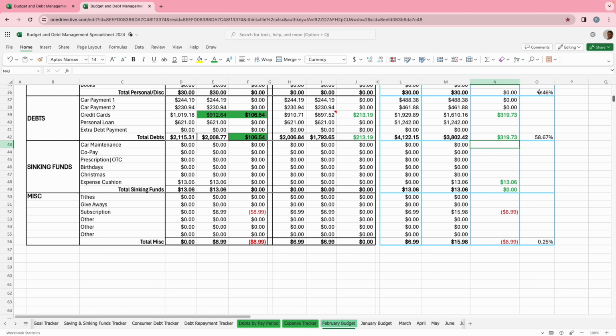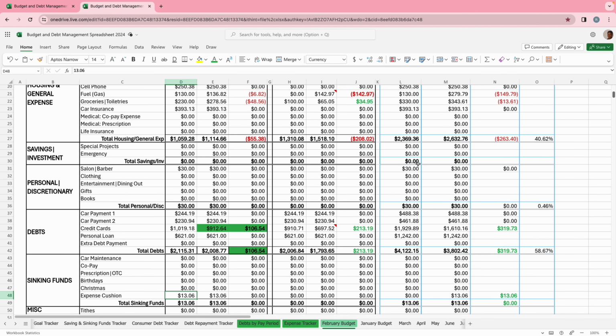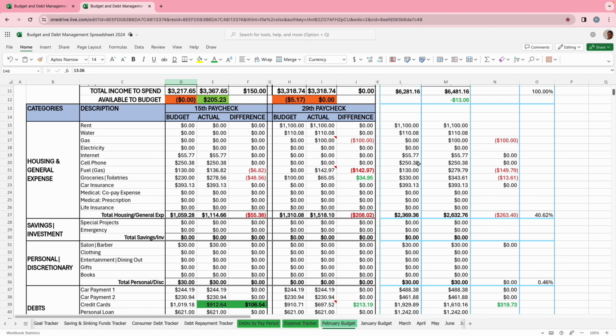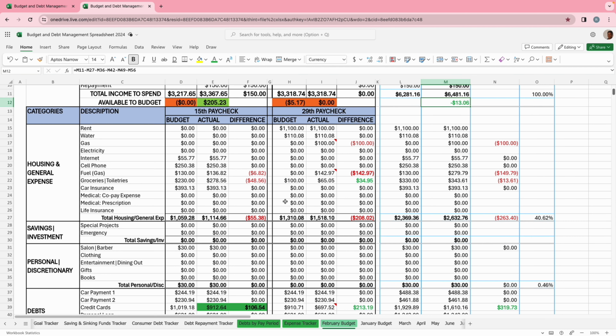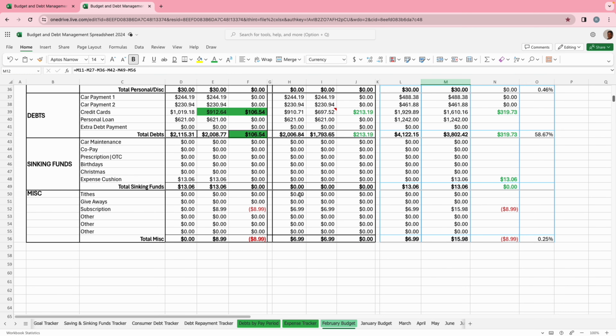For sinking funds, $13.06 was transferred from my first budget for the period, and you'll see that $13.06 reflected here as well, because it wasn't used. That's the only amount that's in the expense cushion to date, because everything else was used up on my February 29th budget.